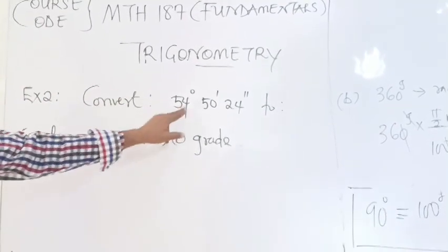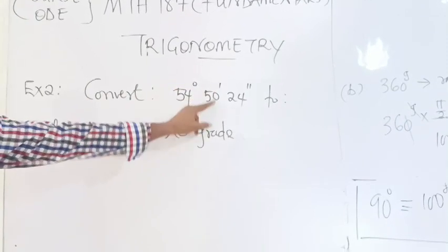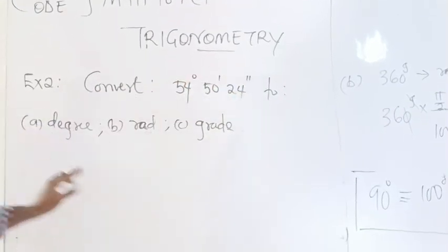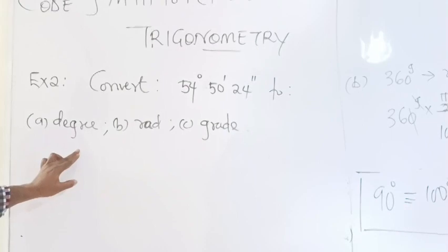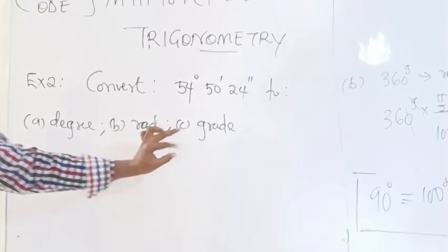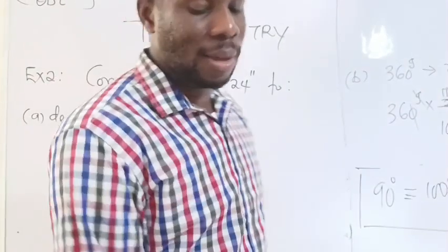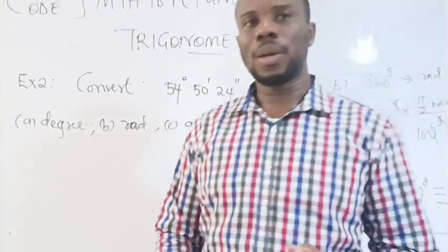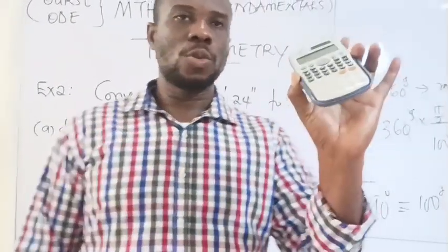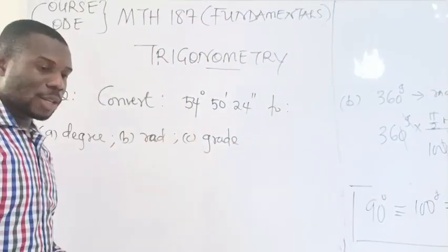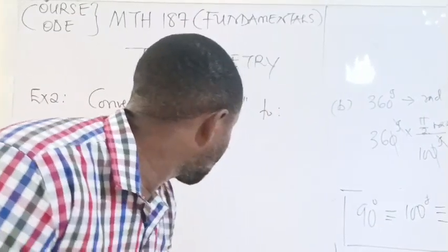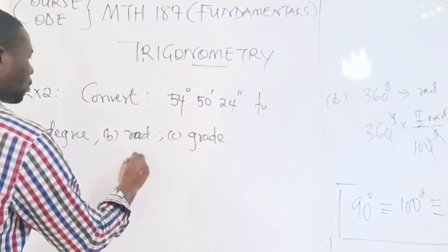That is, we are converting 54 degrees, 50 minutes, 24 seconds, the first part to degrees, the second to radians, and the third to grades. I stopped the video there to continue from the next one. All right, so let's proceed on to the solution.